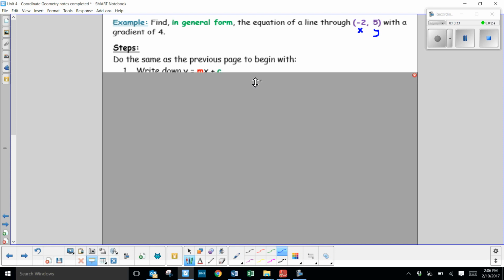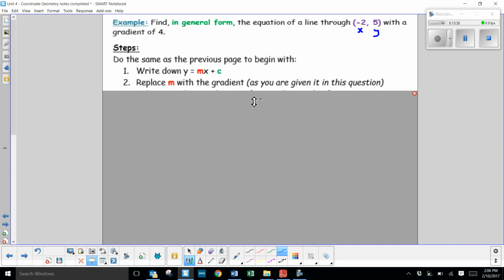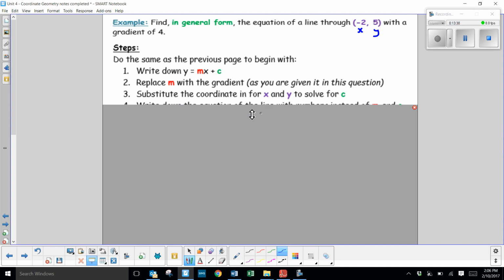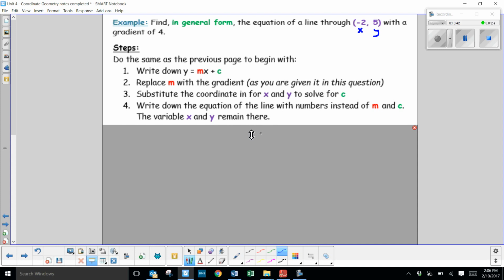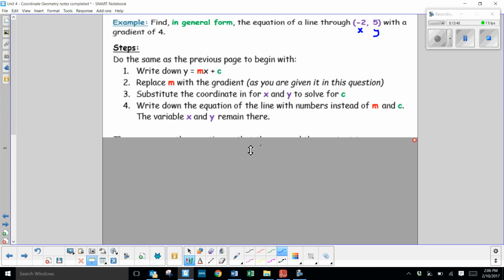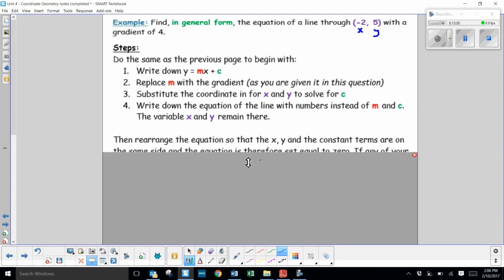Substitute in the coordinates of x and y, solve for c. Write down the equation in gradient intercept form first with m and c subbed in, x and y remain there. Then this is the next part that you will use to convert it into general form. Rearrange the equation so that x, y and the constant term are on the same side, and the equation is therefore set equal to 0.